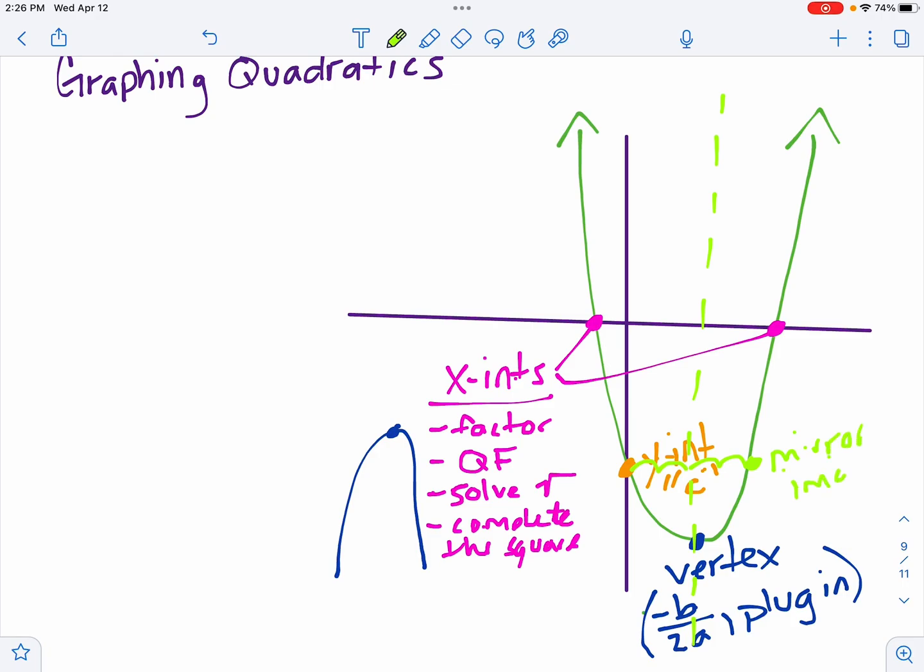Now also notice the mirror, or the axis of symmetry, goes through your vertex. It's an up and down line, so it's an x equals line, which means it's x equals negative b over 2a. So to find your axis of symmetry, we have x equals the opposite of b over 2a. So those are the 5 points.